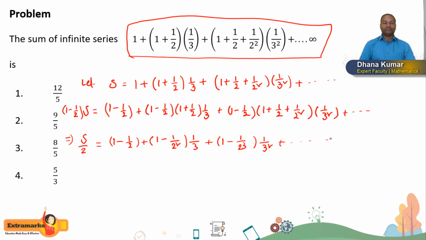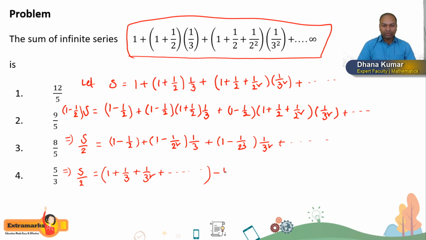plus and so on. Understood? Next, S by 2 is equal to, see, first terms I am writing in one bracket, second terms in another bracket. Let us see here, first term 1. Here first term 1 into 1 by 3, 1 by 3. Fine. Here first term 1 into 1 by 3 square, 1 by 3 square, and so on. Okay. Right. Next, second terms.